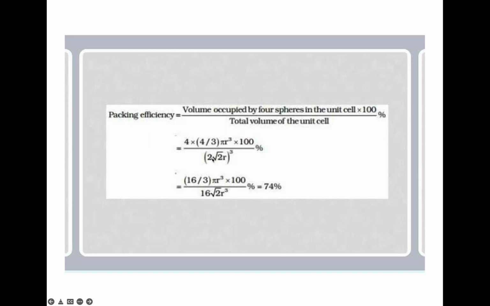2 cube into root 2 cube, you will be getting 16 root 2 r cube, and here 4 4s are 16 divided by 3 pi r cube into 100. Hope you are understanding. See, what is root 2 cube? Root 2 into root 2 is 2, so 2 into root 2. That is how you get the value here. So, that will be 16 root 2 r cube, which when you calculate it, you will get 74%. Calculation side and sum side will be solved in another session, because I do not want to take too much time on this for this particular session.